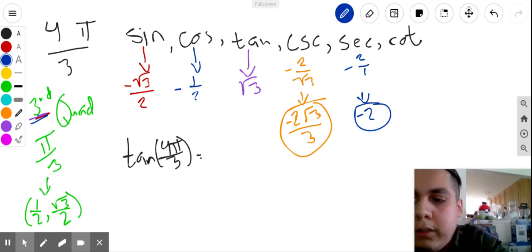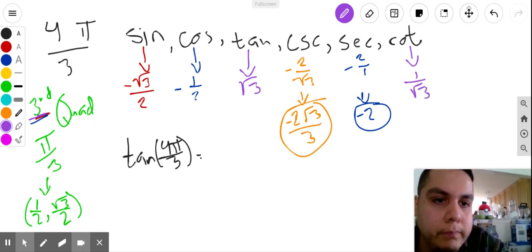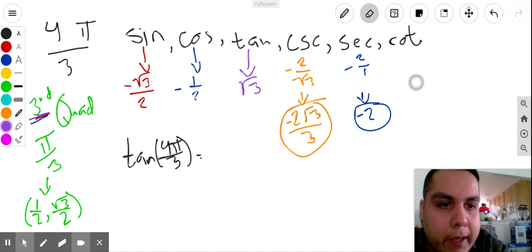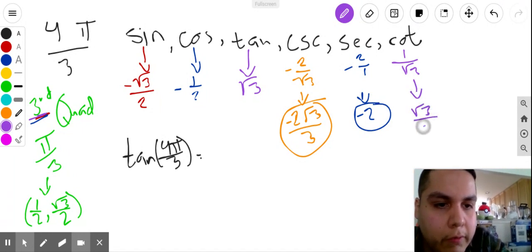And cotangent would have to be the reciprocal of tangent. So it'd be 1 over radical 3, which if you rewrite in simplest radical form, once I follow my pattern, 1 over radical 3. This one actually reduces to radical 3 over 3.